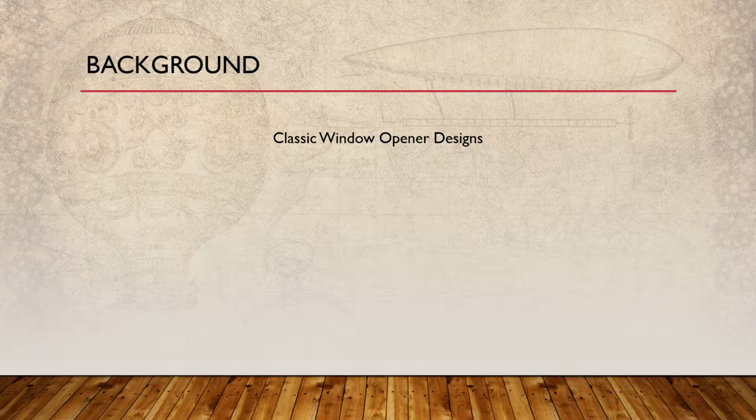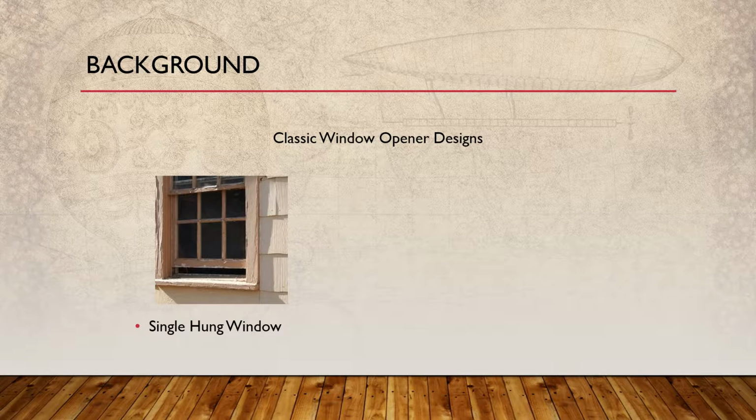Before we get to the design of the actual window itself, we'll talk a little bit about the background of basically window openers. So some classic window opener designs, we have a single hung window. This is very typical, very old-fashioned, where basically the window just slides up and down and something would be put in the window in order to prop it to keep it open. Now, some of the flaws with this design of window is that only half of the window can actually open, whether that's the bottom half or the top half, depending on the design, but you're still very, very limited.